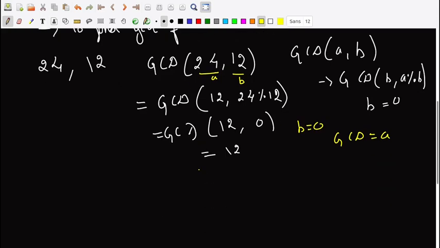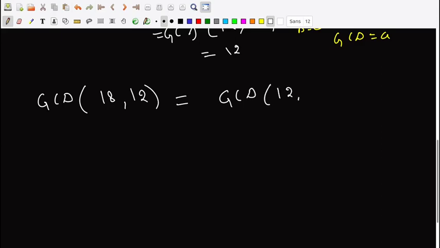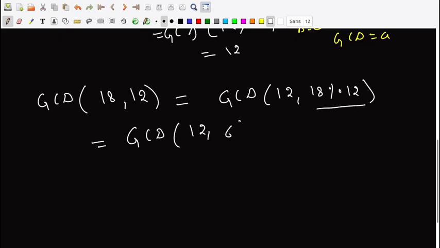Let us take a different example. So for instance, we want to compute GCD of 18 comma 12. The same thing applies here. GCD of 18 comma 12 is basically GCD of 12 comma 18 modulo 12. So what will happen here? 18 modulo 12 is basically 6. 6 is the remainder when we divide 18 by 12.